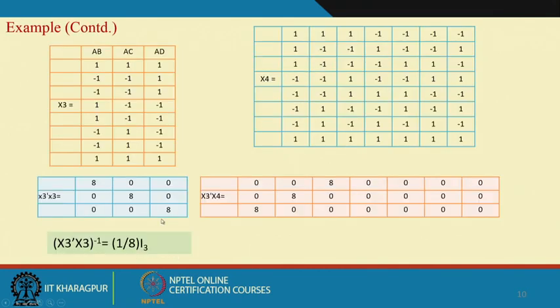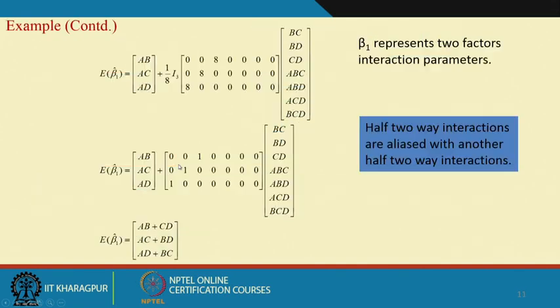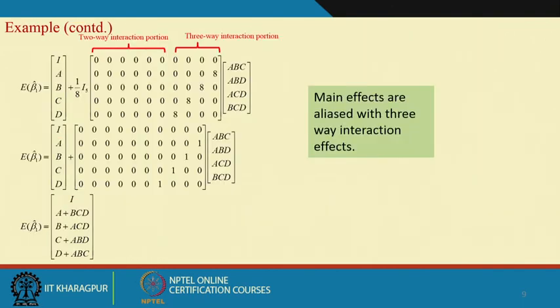Let me go back. Yes, we have considered only three, ab, ac and ad. So, then you see that these are aliased with other second-order interactions. So, half of the two-way interactions are aliased with the other half of the two-way interactions. That is what you can see using the defining relation also.